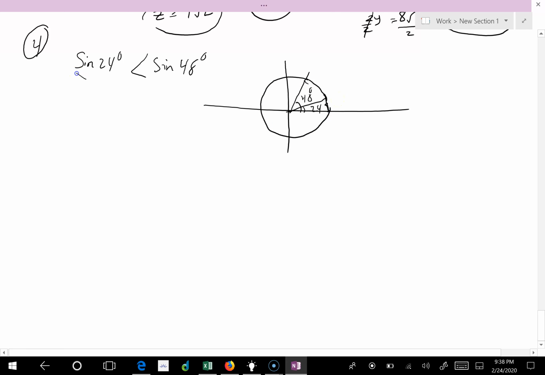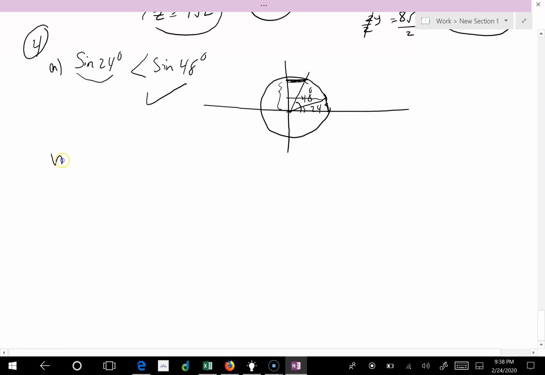Which one, if it's sine, means the value of y? Which of these two will have a higher value of y? 48 degrees, because y is the same thing as sine, so then this is a true statement.